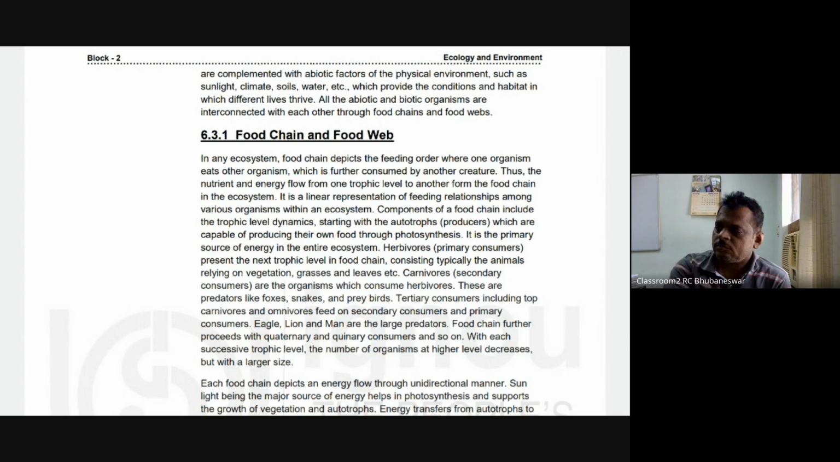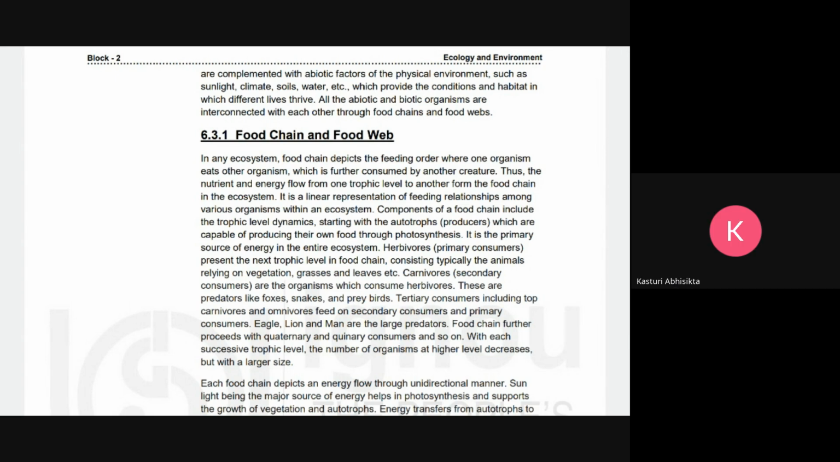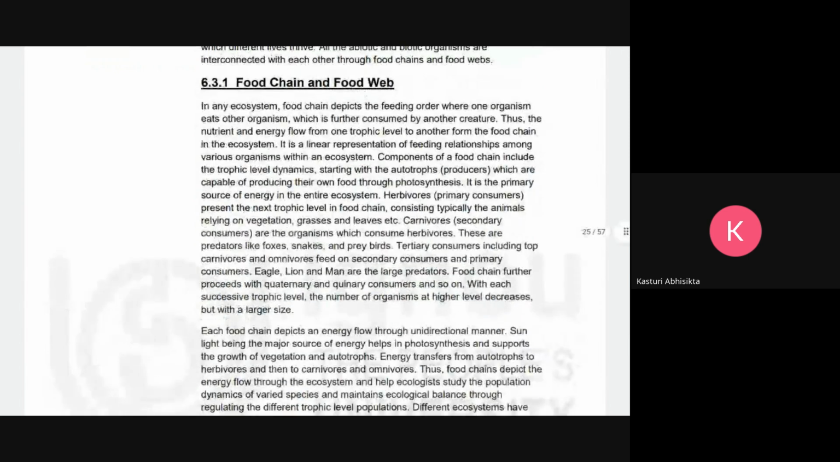The producers are the grasses, the autotrophs. They are eaten by the primary consumers, let's say the grasshopper, and then they are eaten by the secondary consumers, the predators. Lastly, the decomposers do their activity, and this is your food chain.